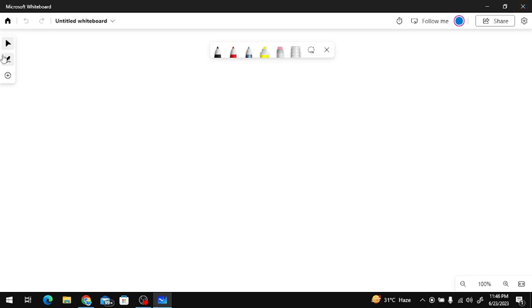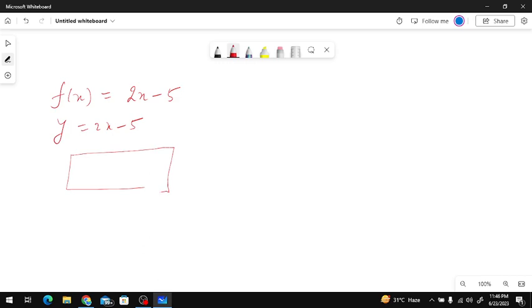If I am writing an equation f(x) equal to 2x minus 5, this also represents y equal to 2x minus 5, and this graph will be a linear equation. So we can draw a box.